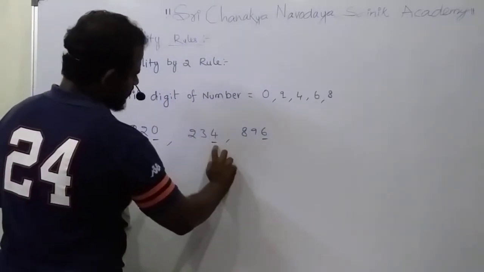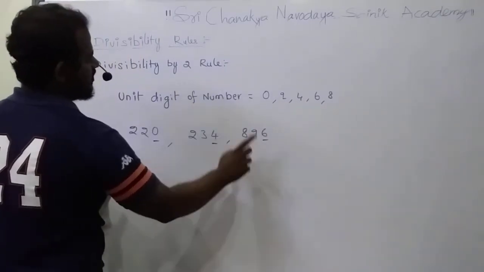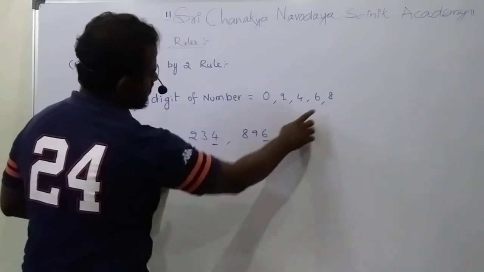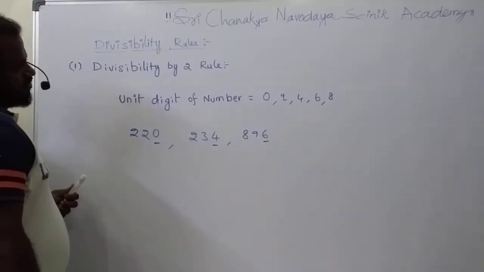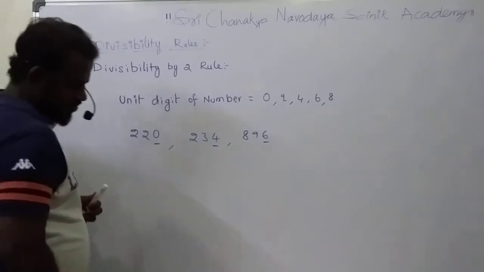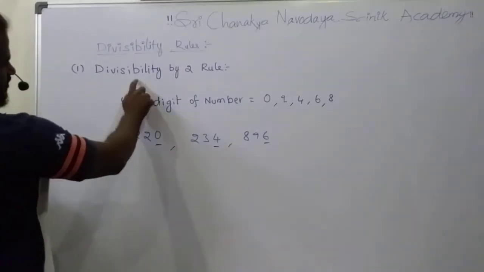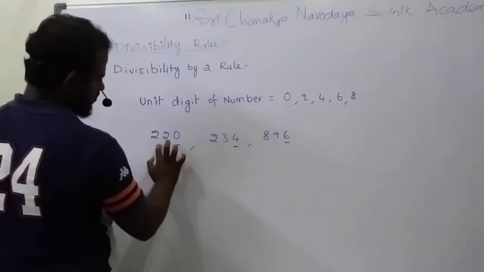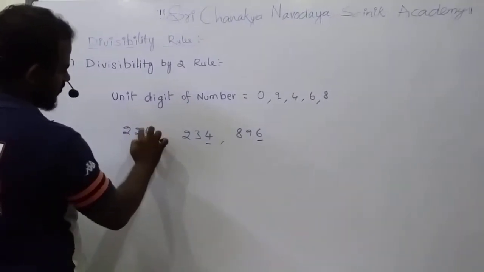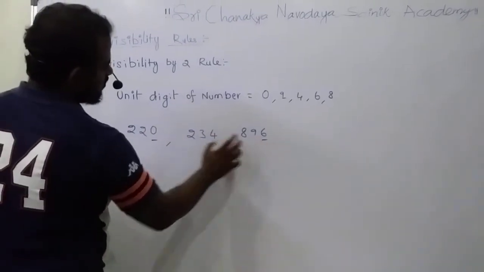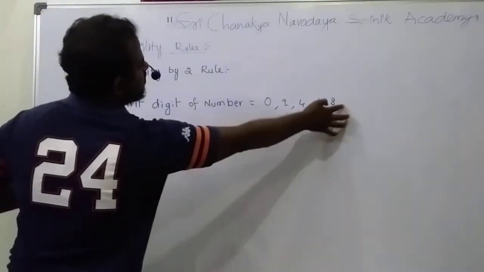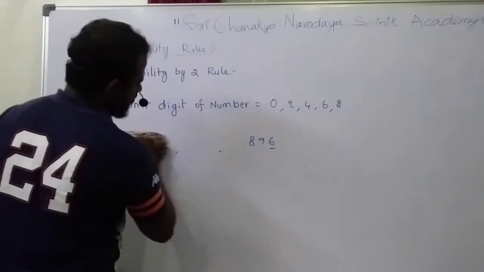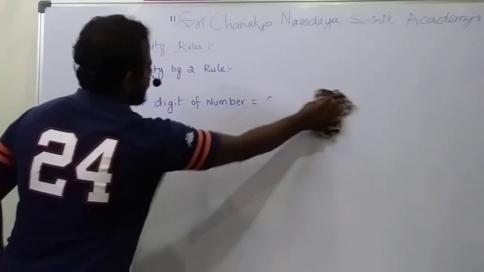The last digit in this number is 4. This is also divisible by 2. In this number the last unit digit place is 6. So this is also divisible by 2. This is about the divisibility by 2 rule. In case of the divisibility by 2 rule, the criteria is we will look for the unit digit of the number. If the unit digit is any of these numbers, then we will say the given number is divisible by 2.